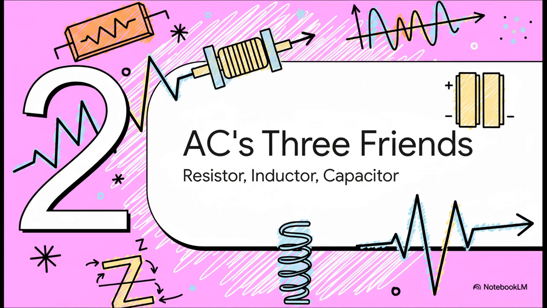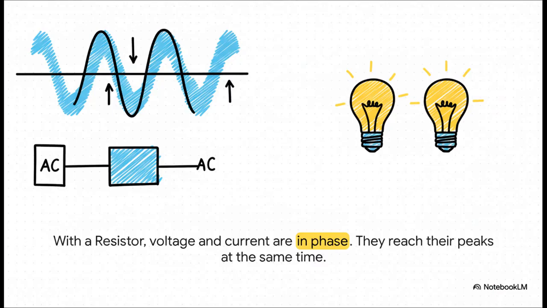All right, so now we understand what AC is. But what happens when we put it into a circuit? Well, AC has 3 best friends it loves to hang out with, and each friend has a totally different personality. We have the simple, obedient resistor, the kind of lazy inductor, and the super energetic capacitor. So let's meet friend number 1, the resistor.